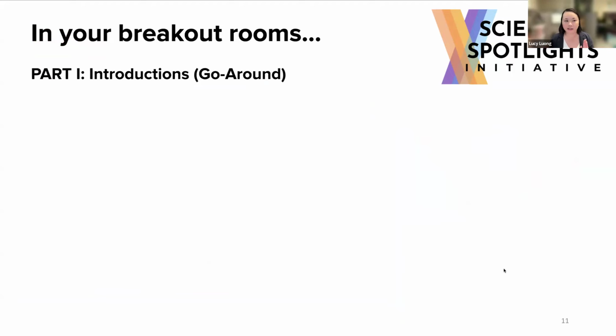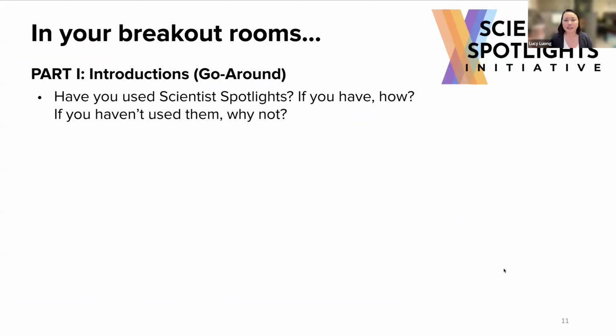So part one, we're going to do go-arounds. Humans are important. People, the scientists, you all are important. So please introduce yourself in your small breakout room and share, because it's important, if you've used scientist spotlights before. If you have, how, just very quickly. If you haven't, why not? No judgment, no pressure. You're here to learn. So if this is totally new to you, way to go. You're here and learning now. I put an order on there in case it helps. You can start in alphabetical order by first name.